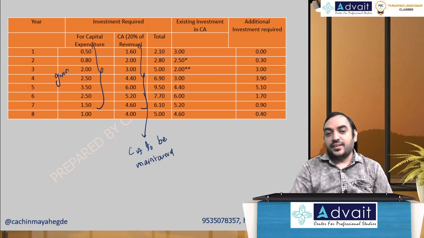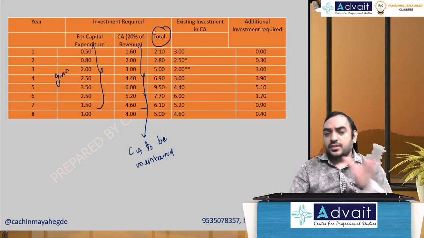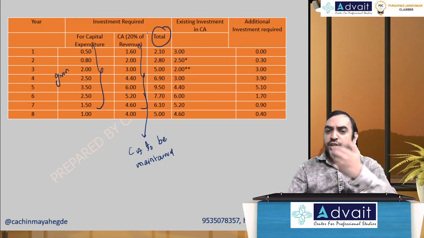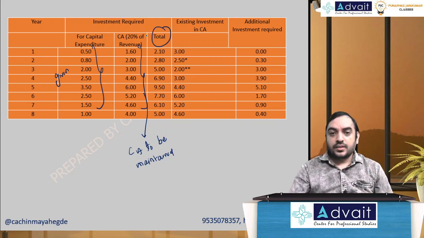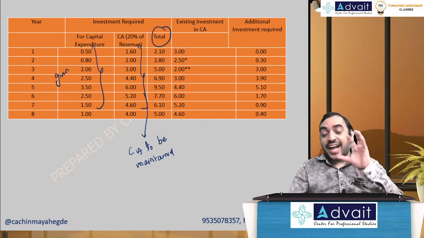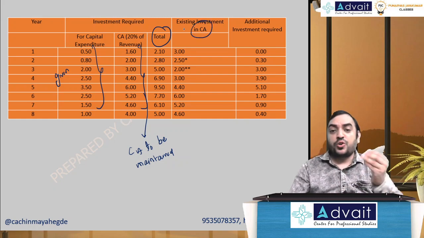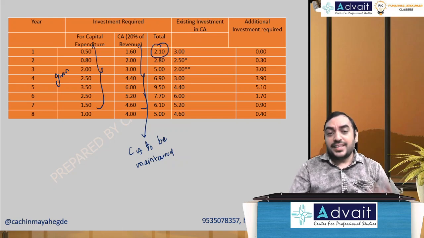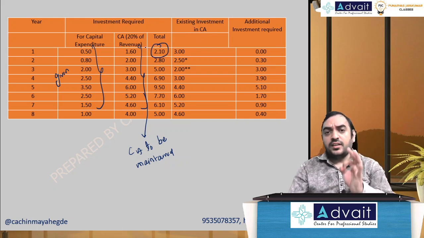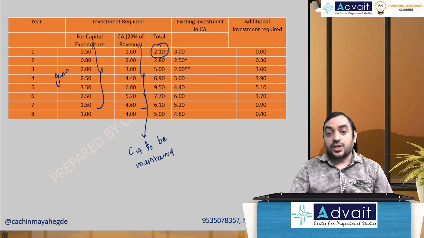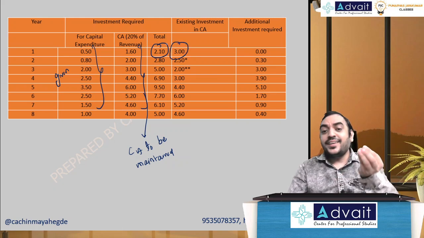Current assets to be maintained. And they did total. That's how you got the third column. So 3 columns are clear. Then they compared what is the actual current assets balance versus what you have to maintain. So first year, 2.1 is the required current assets plus capital expenditure. You have 3. So 0.9 is surplus.